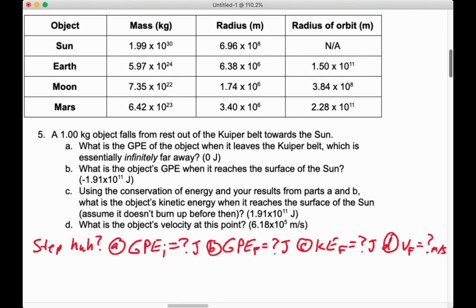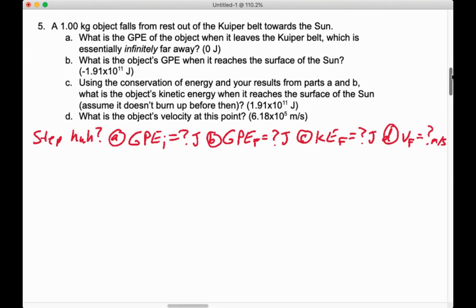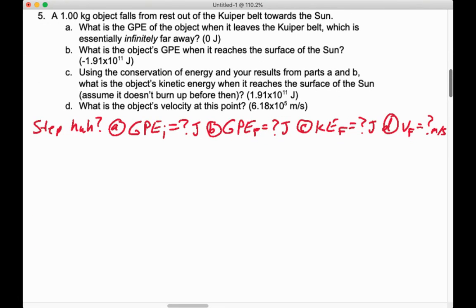All right, so where do we begin? Let's make a sketch of what's going on. So we'll do a part 1 here. We're going to start way out here in the Kuiper belt. Here's our object 1, mass 1. It's going to eventually crash into the sun. So the sun's over here. I'll call this big M, the mass of the sun.